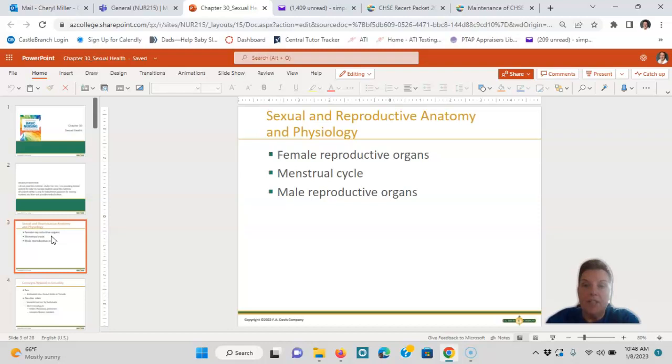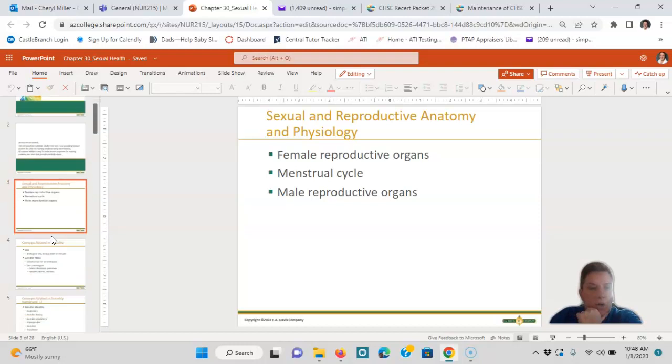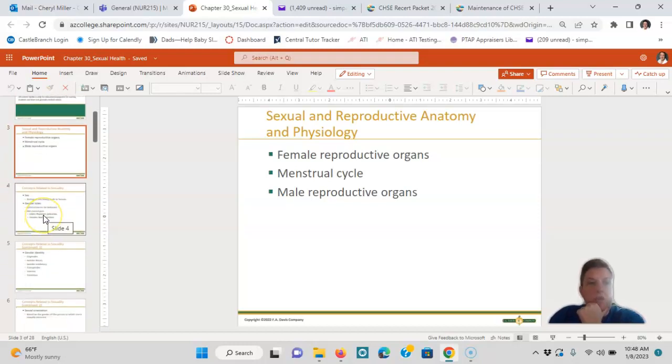You may have a patient come into the ER, come into the clinic, come in wherever you are a nurse, and you need to have a general working knowledge of these things. Now, especially if you're going into OB, okay? Because we talk a lot about sexual and reproductive anatomy and physiology in OB as well. So you need to have a good working knowledge of these parts.